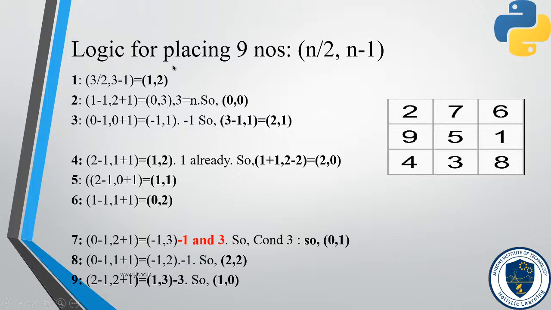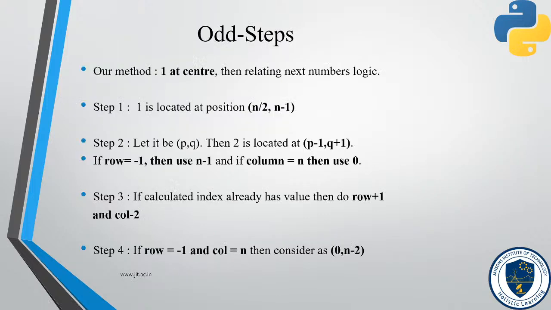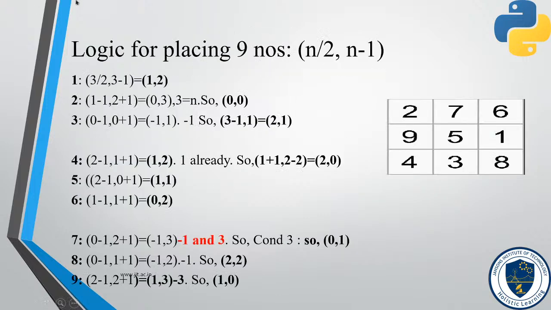Okay, so we can see the logic we found here is n by 2, n minus 1 is the placing of position. So here n is 3. So 3 by 2, 3 minus 1. So you can refer to that with respect to 1. So the left side first line is 1, so you're going to place 1. The formula is n by 2, n minus 1. So 3 by 2, 3 minus 1. 3 by 2 is considered as 1.5, so 1 is considered. So 1, 2. Hope you can see here, 1 is placed at position 1, 2.